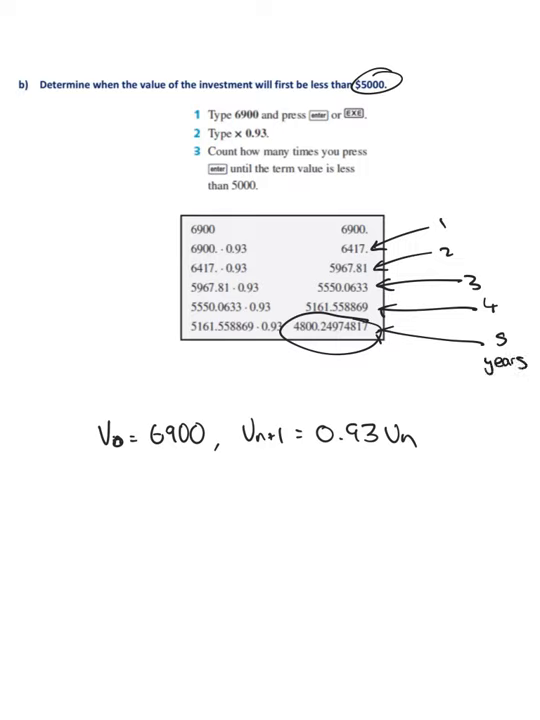To do this, you need to type 6,900, that's our V0, into your calculator and press enter. Then you type times by 0.93. This will actually show Ans times 0.93, that happens automatically. Press enter once, twice, 3, 4, 5 times, and you find that after 5 years, the value will be less than $5,000.